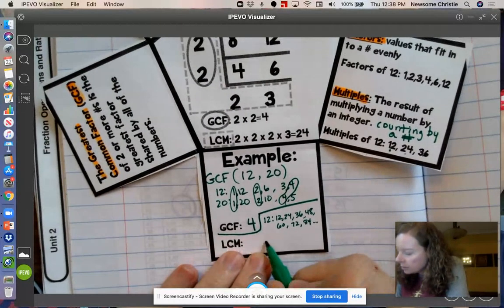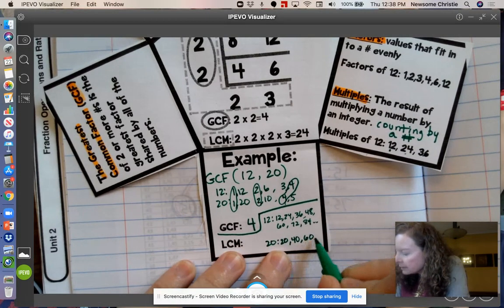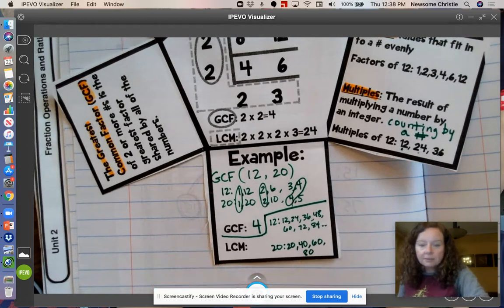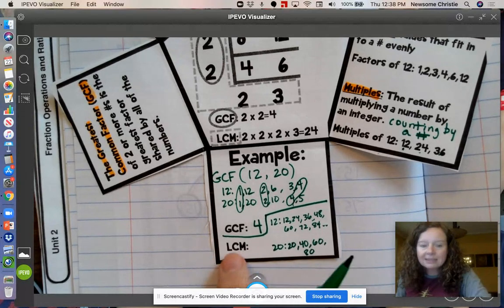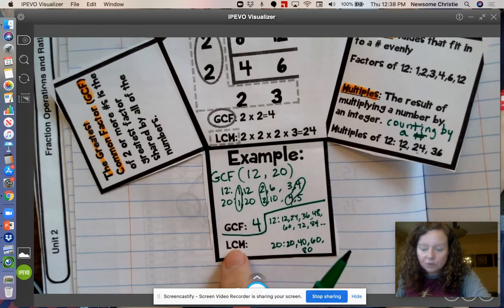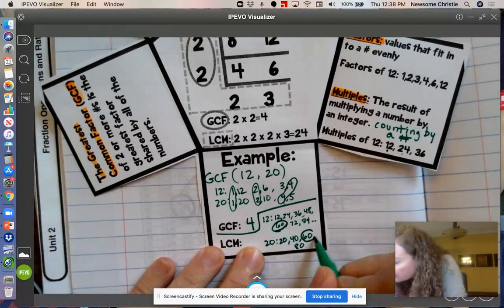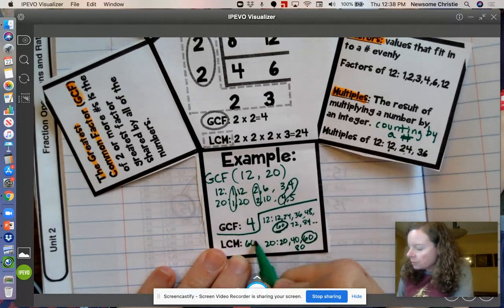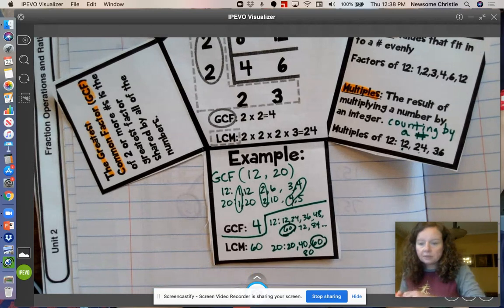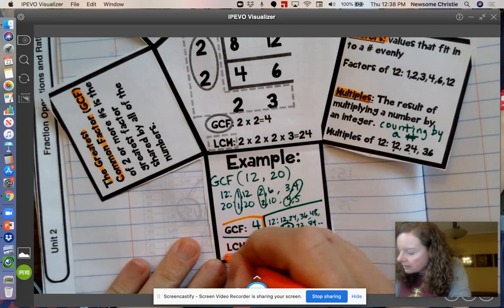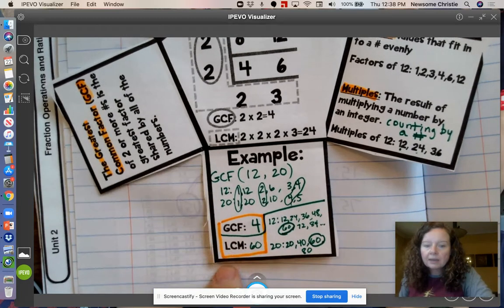And now let's do multiples of 20. So 20 times 1 is 20, 40, 60, 80. And I'm going to stop there because I've already noticed the smallest one they have in common. So LCM is the least common multiple. It's the smallest one they have in common. And so look here, I see a 60 and a 60. And so between 12 and 20, the smallest multiple they have in common is a 60. So that is the two answers that we would need for 12 and 20. Their GCF is 4 and their LCM is 60.